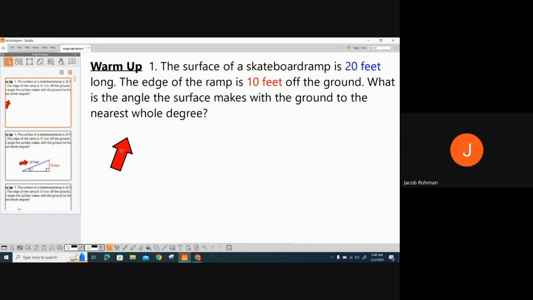Today we're going to be looking at angles of elevation and depression. And our warm-up here says the surface of a skateboard ramp is 20 feet long and the edge of the ramp is 10 feet off of the ground. What is the angle the surface makes with the ground to the nearest whole degree?